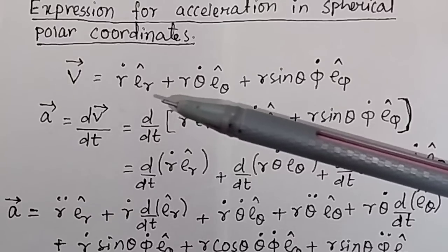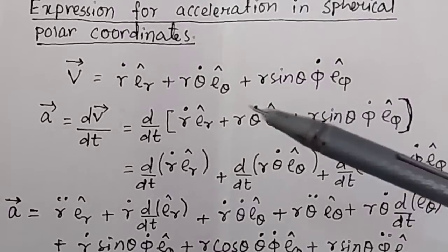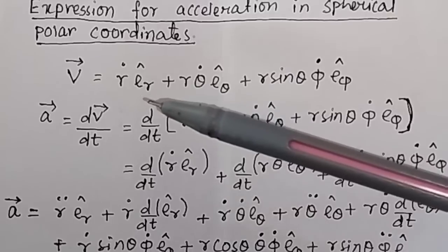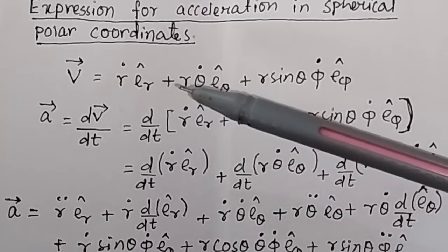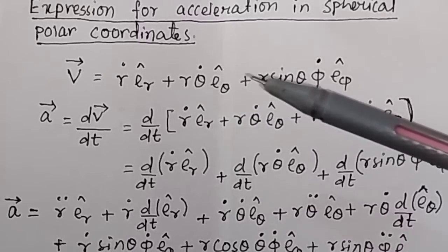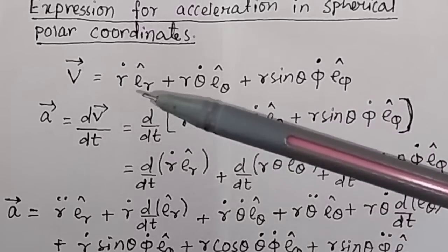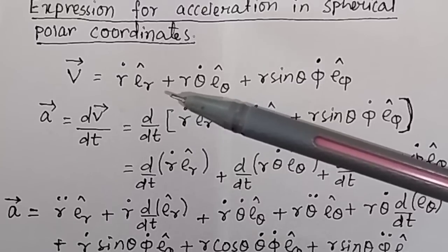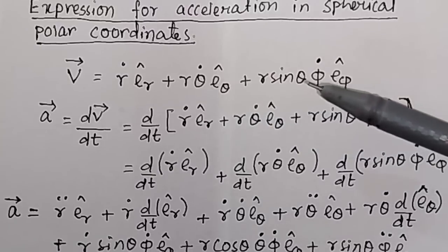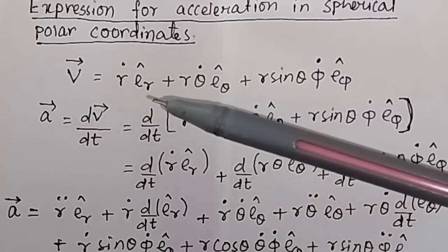Unit vector along the radial, along the polar, and along the azimuthal. So here you have three components. One is your radial component of velocity, this is your meridional component of velocity, and this is your azimuthal component of velocity. Radial is along the radius, this is along the polar, that is the perpendicular plane, and this is the xy plane or along the azimuthal plane.